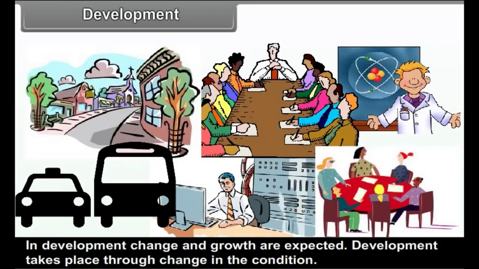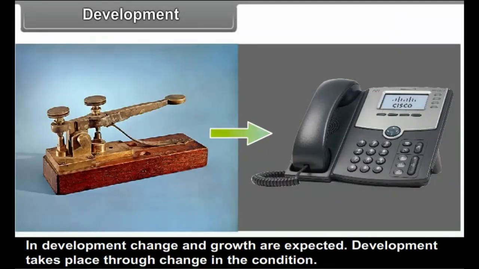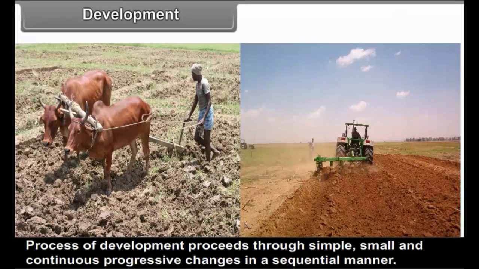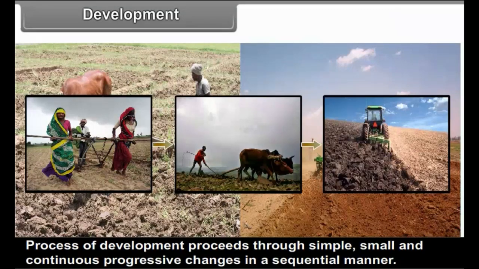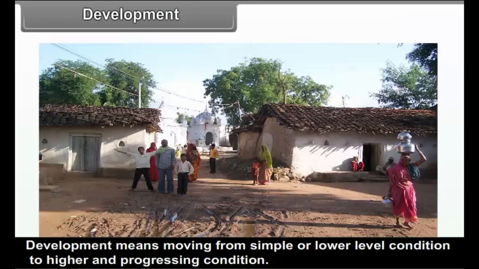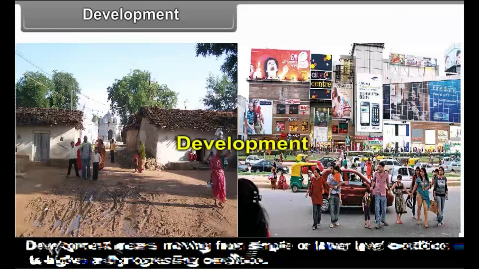Development. In development, change and growth are expected. Development takes place through change in the condition. The process of development proceeds through simple, small and continuous progressive changes in a sequential manner. Development means moving from a simple or lower level condition to a higher and progressing condition.